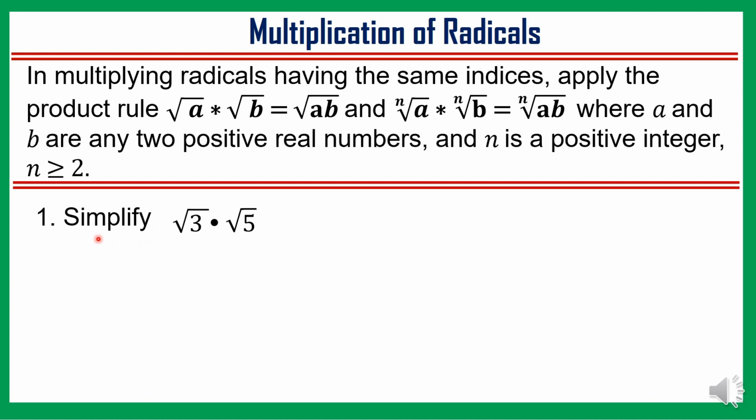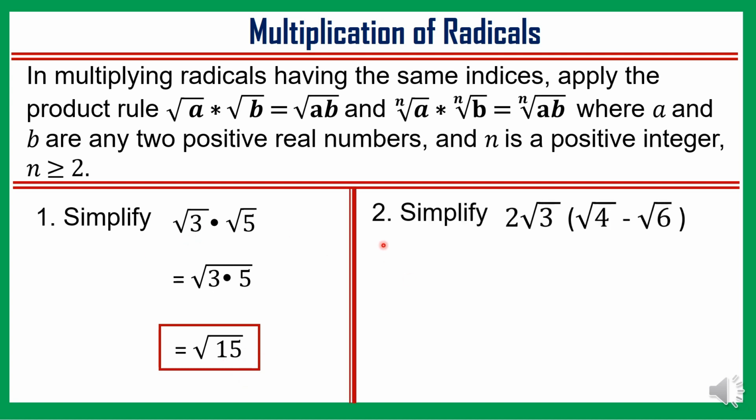So, example number 1, we're going to simplify square root of 3 times square root of 5. Kung makikita nyo dito sa ating given, we have the same indices. So, what we're going to do is just multiply the terms inside the radical symbol. So, magiging square root of 3 times 5. 3 times 5 is 15. So, final answer natin is square root of 15. Kasi si 15 ay prime number na po. So, ganun lang kadali yung ating number 1 example.